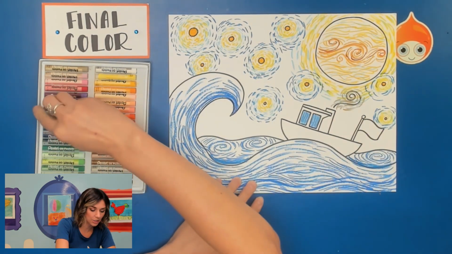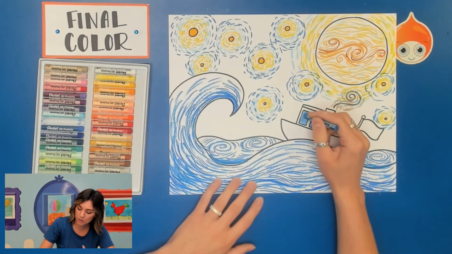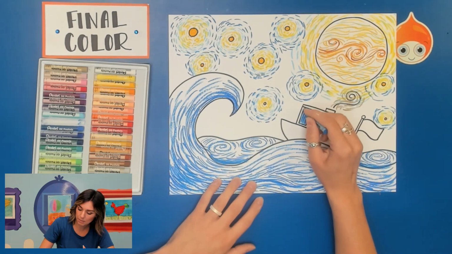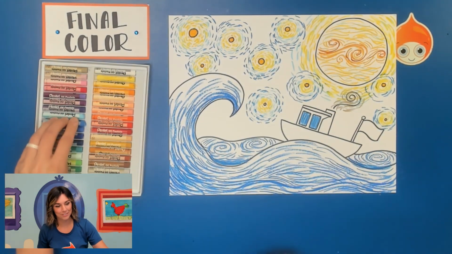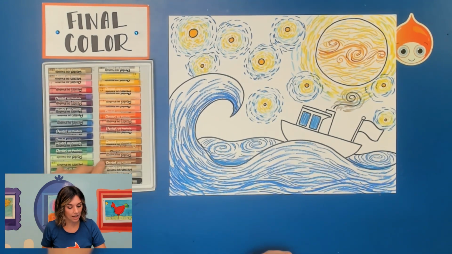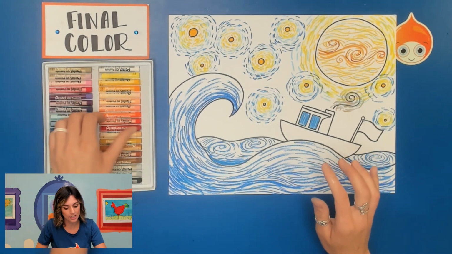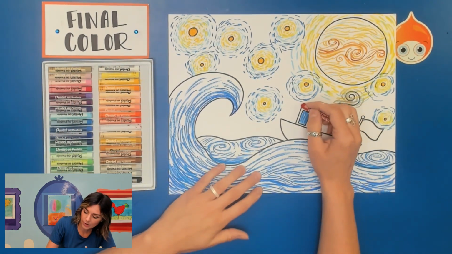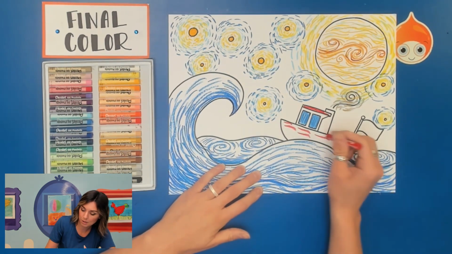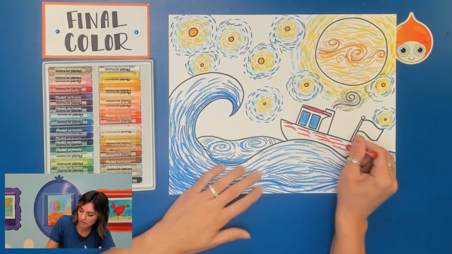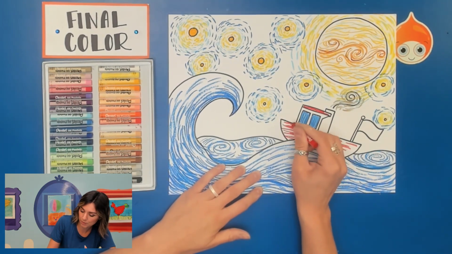I can even choose a different shade of blue too for that, because maybe they'd look a little bit too light. So I want it to be just a tad bit darker. There we go. And then I can now choose a color that I want for my boat. I think I'm going to go for red today. So I can fill in this top part, but make sure you are using those lines in your boat. We're still wanting to show that texture and movement.